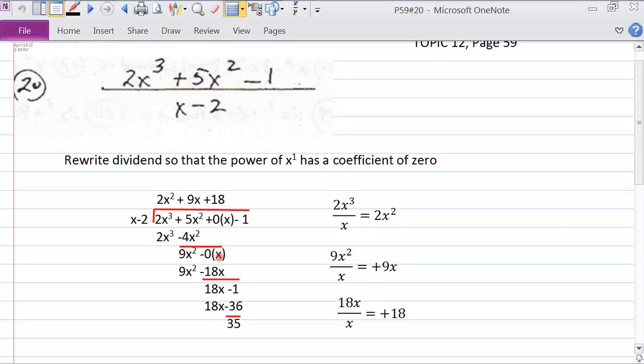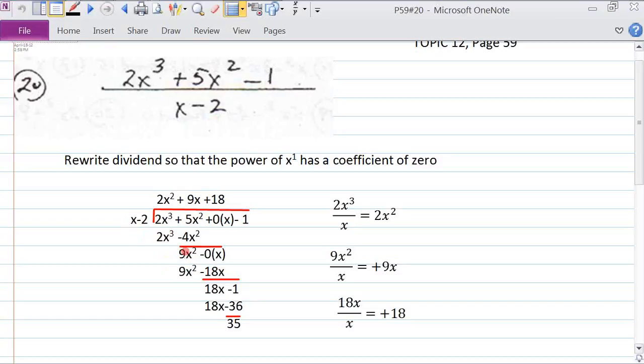Now I divide this term by this term. First term here by this term. And I get 9x, which becomes the second term in my quotient. 9x squared divided by x gives me plus 9x, which is this plus 9x here. 9x times x gives me 9x squared, first term here, and 9x times minus 2 gives me minus 18x.